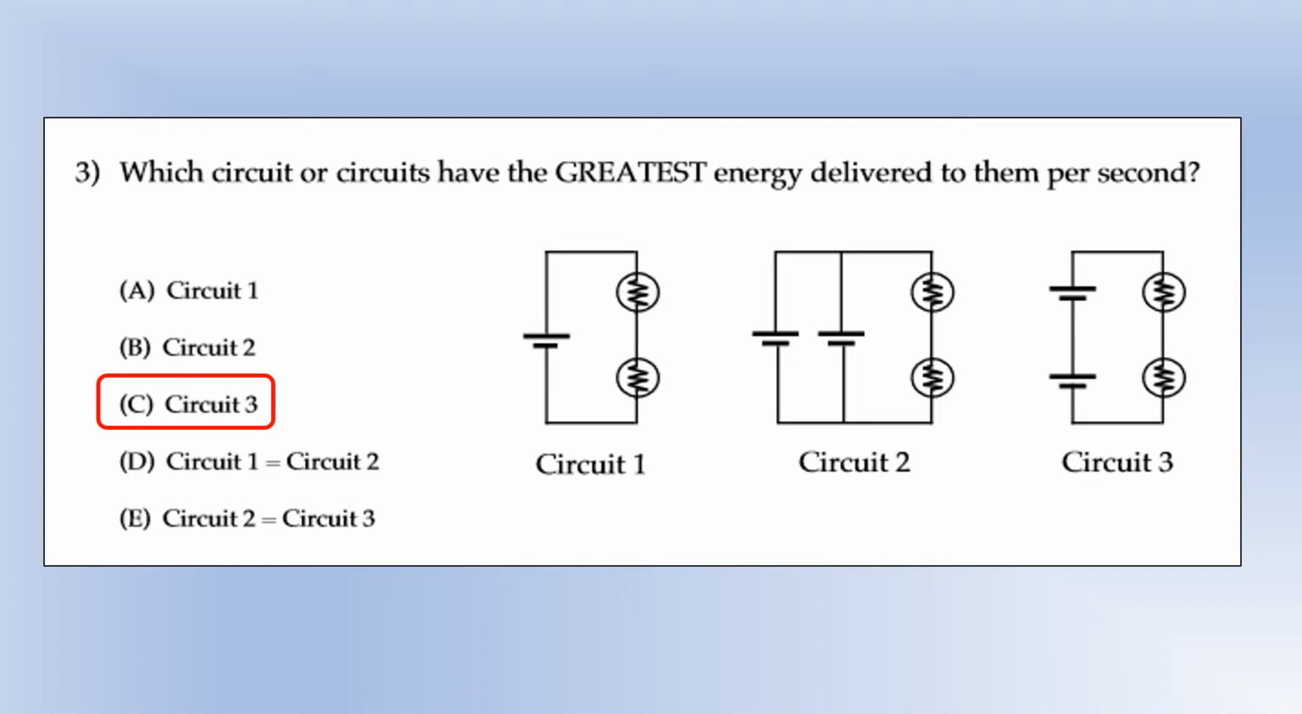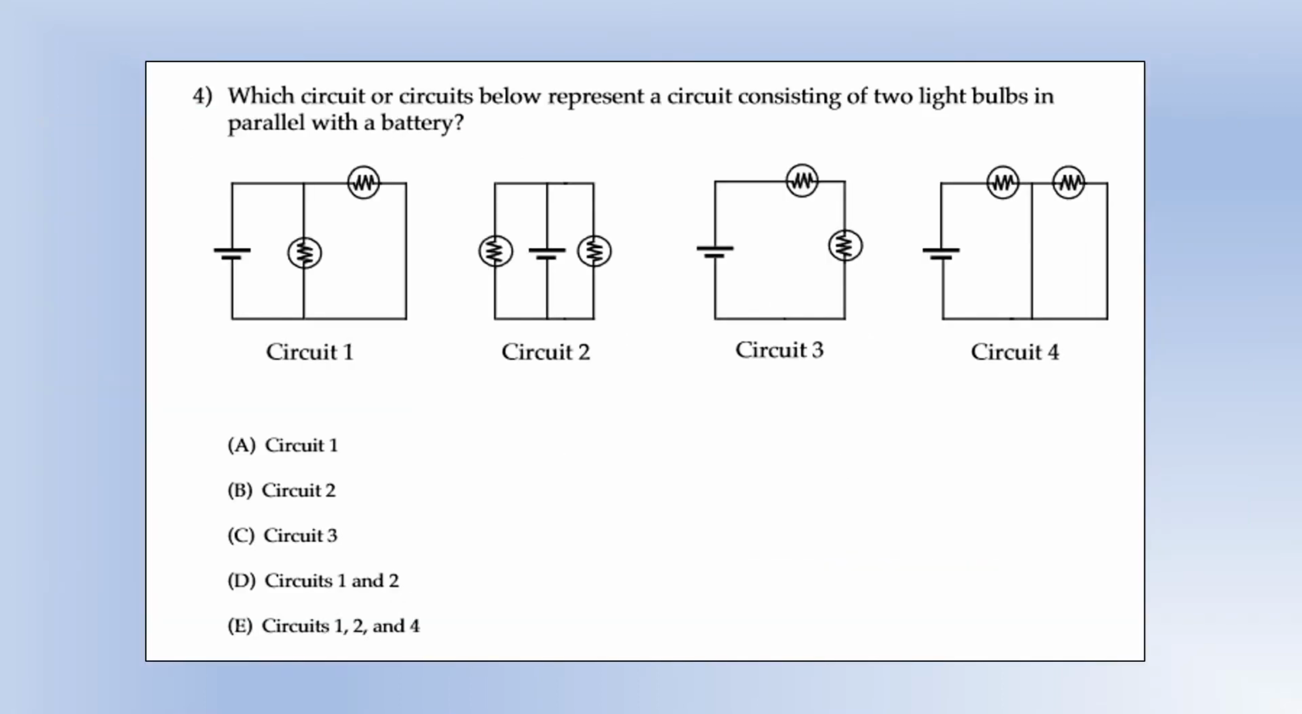Having EMF sources in parallel does nothing to increase the amount of energy that we are providing, because the charges will only go through one of the power sources. Whereas in circuit 3, all of the charges have to go through both power sources, so they'll each add to each other and deliver more kinetic energy to the charges or more energy to the circuit. So that's why it's 3.